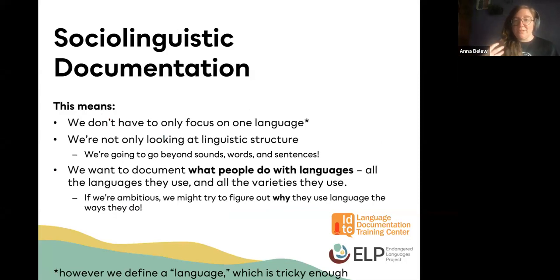And so we're going to look not only at the grammar and sounds of a named language that we identify as a specific language, we also want to look at how people live their lives with all of the language knowledge they have. And if we want to get really, really ambitious, we might even start trying to understand why people use language in the way they do. And that takes a lot of thought, a lot of work, a lot of analysis, but we can start asking these questions with the tools of sociolinguistic documentation.